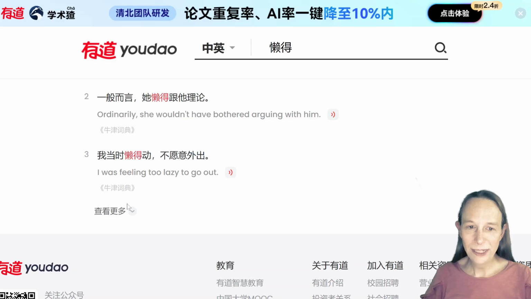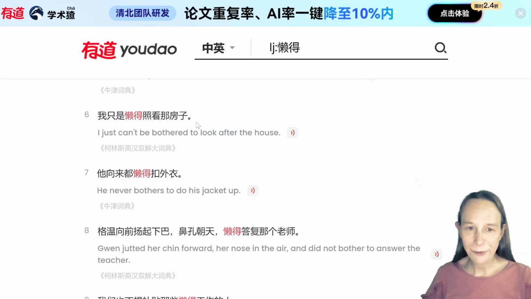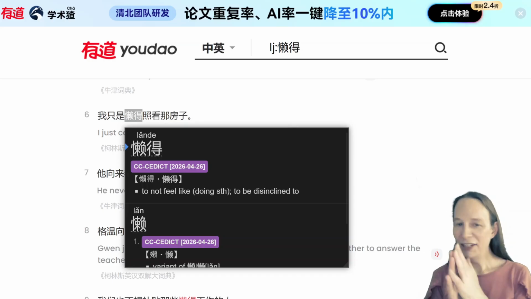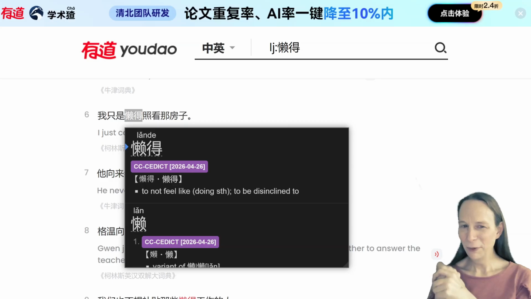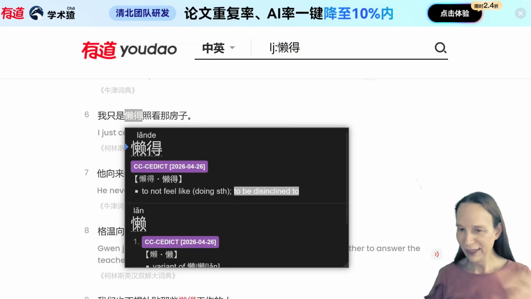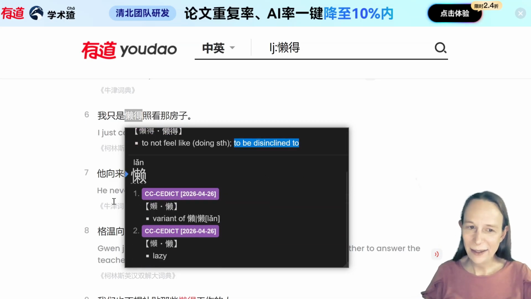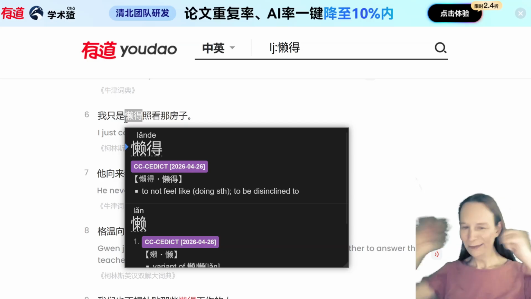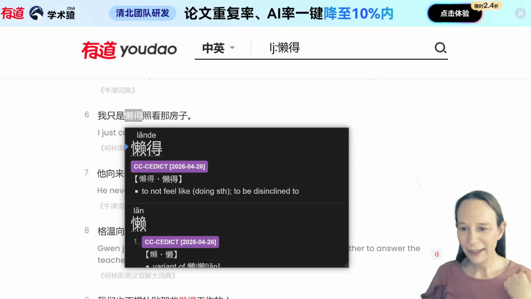不愿意出门. 懒得做, 懒得照看那房子. Yeah, I can't be bothered. This is kind of unique grammar. The word after it must take an object, and that object is something you don't do. 懒 is kind of lazy, but here it's not as critical. It's not saying I was lazy. It's like I just don't want to.